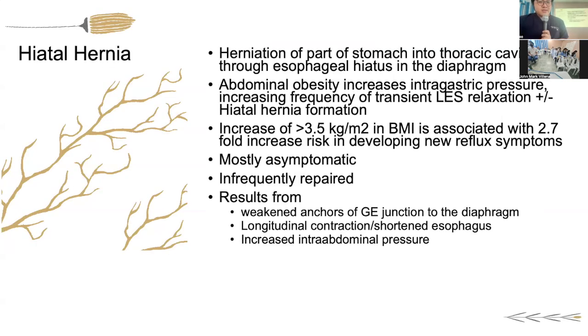So for hiatal hernia, the herniation is the part of the stomach into the thoracic cavity, of which the hiatus is seen in the diaphragm. Usually, patients who are obese have an increase in the gastric pressure, which will increase the frequency of the transient lower esophageal sphincter relaxation. Patients who are obese may have hiatal hernia formation as well as gastroesophageal reflux disease. An increase of 3.5 kilogram per meter squared in BMI is associated with at least 2.7-fold increase in risk of developing new reflux symptoms.